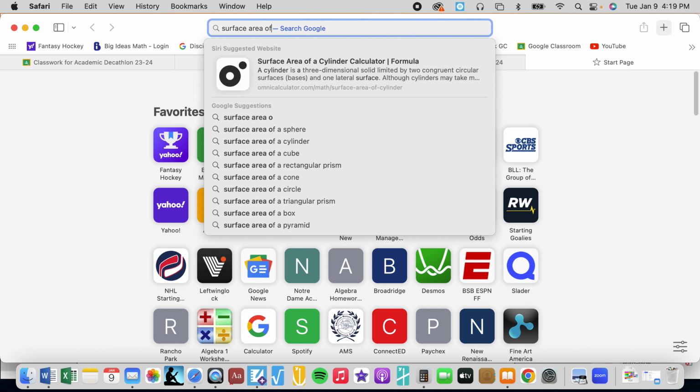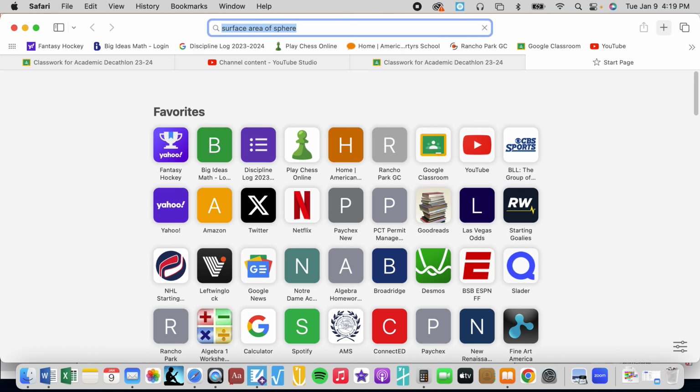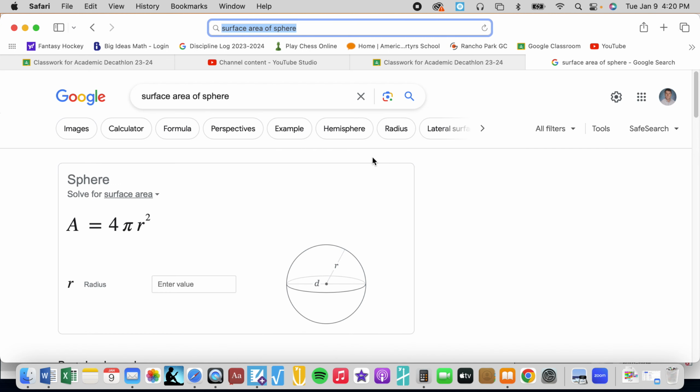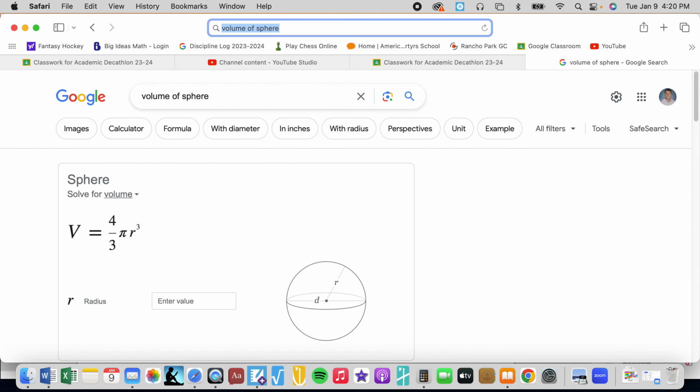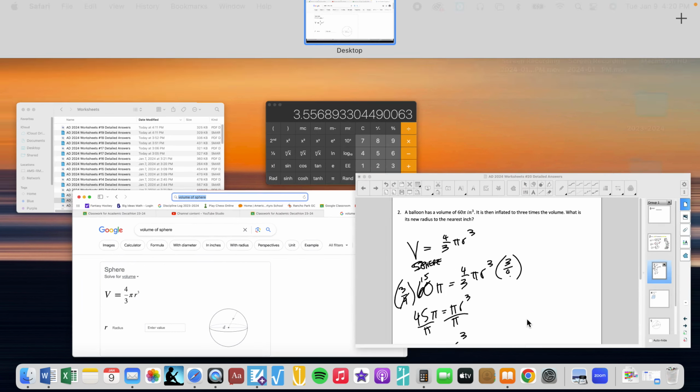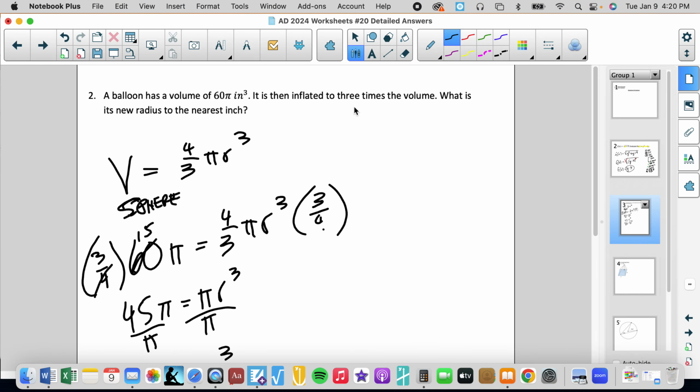Surface area of a sphere, S-P-H-E-R-E. No, surface area is 4 pi r squared, yes. So volume is 4/3 pi r cubed. Balloon has a volume and is inflated 3 times its volume. What is its new radius?